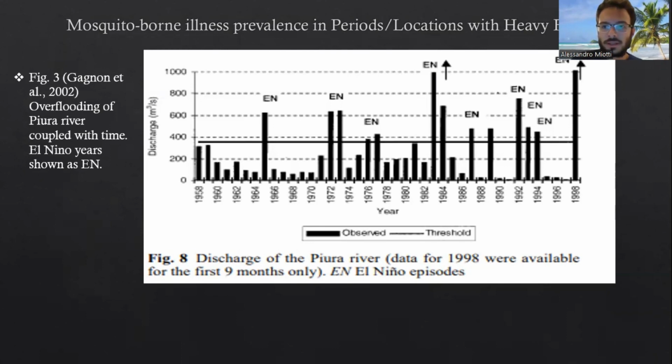And what you can see here is that the main overflow or overflooding of these rivers is seen during the El Nino years, and it has actually increased throughout the years. So in 1965, you have an El Nino year, you have 1972 El Nino years, and then you have major flooding or overflowing from 1984 to 1998. And we're going to couple this with malaria incidences in Peru soon after I talk about this.